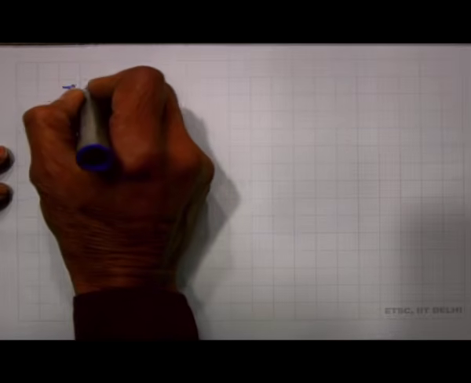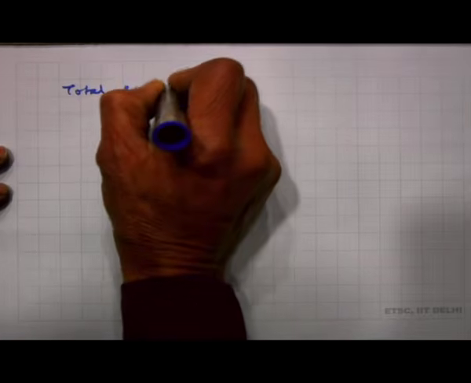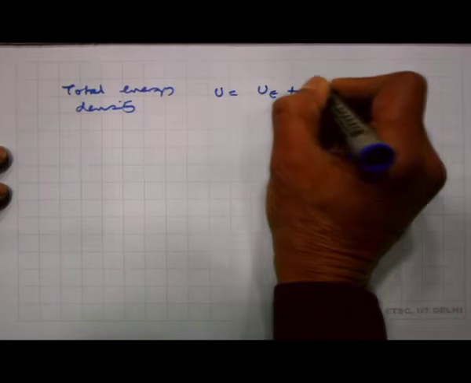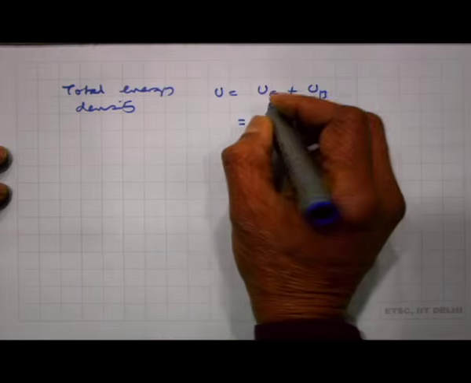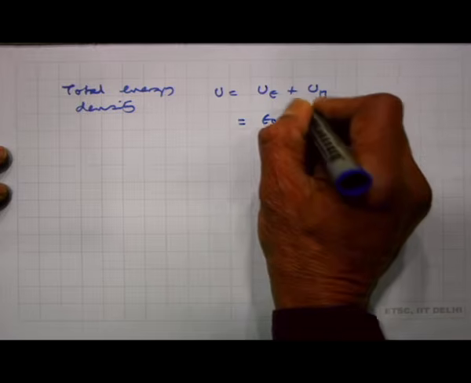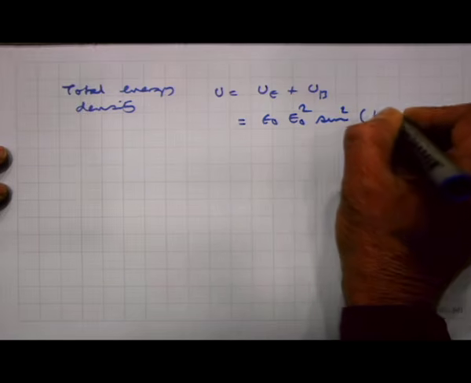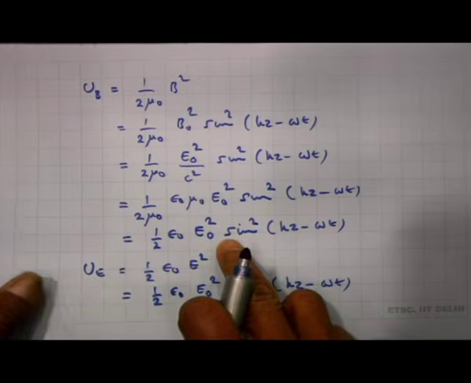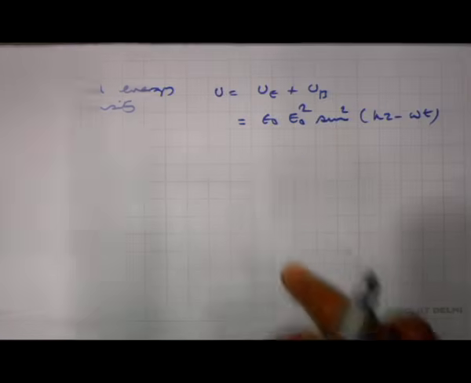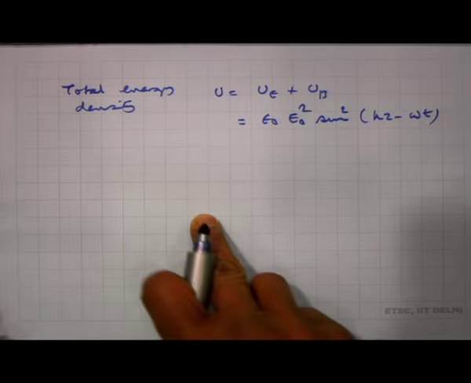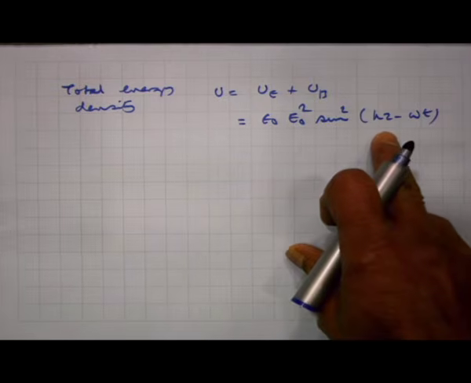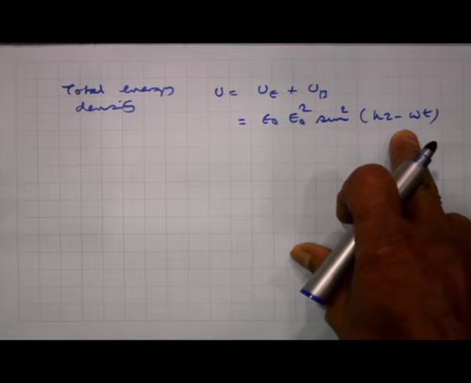So, I can write the total energy density u is equal to u e plus u b, which becomes equal to epsilon 0 E naught square sin square (k z minus omega t). I have added these two. This is the electric field energy density, magnetic field energy density, they are equal, and so I get epsilon 0 E naught square sin square (k z minus omega t). Now, this is a time varying and a position varying function. As you can see, it varies as sin square (k z minus omega t).